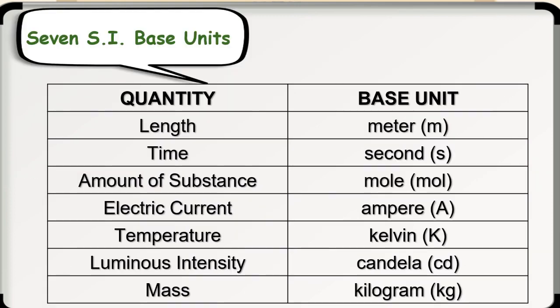The 7 SI base units are comprised of: number 1, length, and the base unit is meter. Number 2, time, and the base unit is second. Number 3, amount of substance, and the base unit is mole. Number 4, electric current, and the base unit is ampere. Number 5, temperature, and the base unit is Kelvin. Number 6, luminous intensity, and the base unit is candela. And number 7, mass, and the base unit is kilogram.